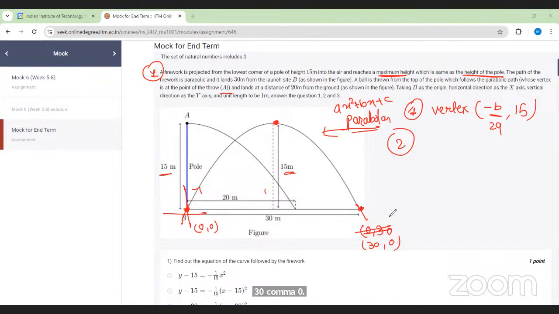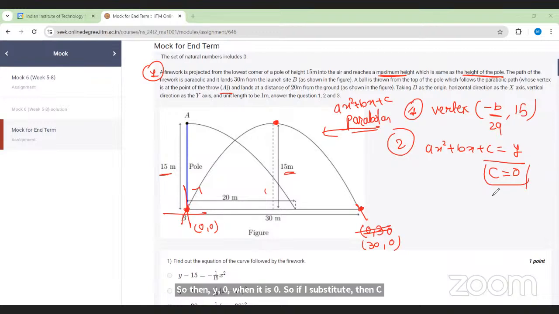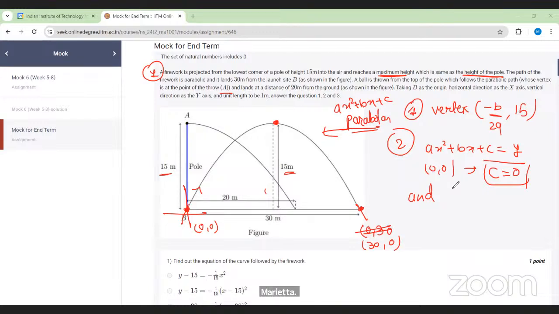If you substitute these values, then ax square plus bx plus c equals y. Y is 0 when x is 0, so if I substitute, then c is equal to 0. This is because of the point 0, 0. Am I right? You are getting what I want to say, right?